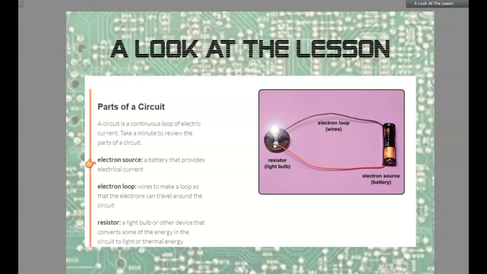You've got the electron source. Basically, that's what's providing power. That's the battery. You have the electron loop, and that is the wires that make the loop so the electron can travel. And then the resistor. The resistor is the light bulb or another device that converts some of that energy from the circuit into light or thermal energy. So you have three parts. You can see them here. I know resistor always kind of confuses people, so definitely having that in your notes is helpful.